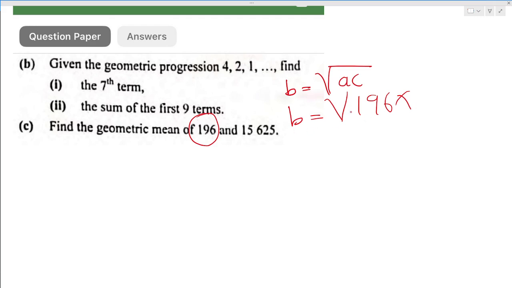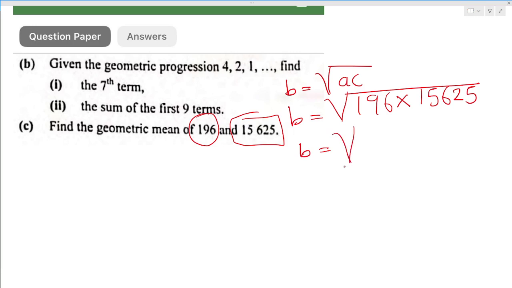Okay, times the second value. Okay, let me write my multiplication properly. Second value is 15,625, square root. So we can go ahead and multiply those values. What is 196 times 15,625? That gives me 306,2500. So remember, there's a square root. Don't forget it.